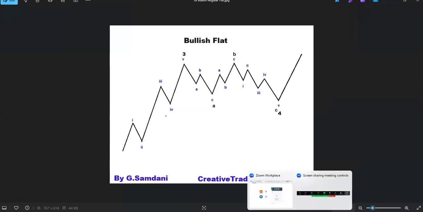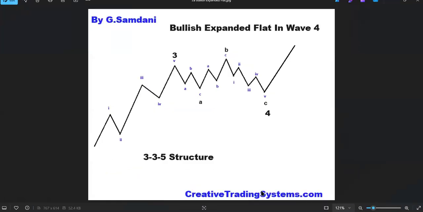Now, another type of correction is this, where B is a little bit higher. So after wave three ending, we have A, then B goes a little bit higher than wave three, and then C comes a little bit below wave A. Since this B is higher than wave three, and C is lower than A, we call it an expanded flat, right? That's the second type.